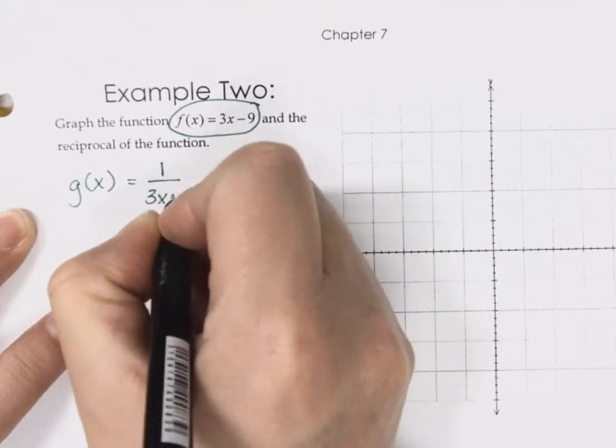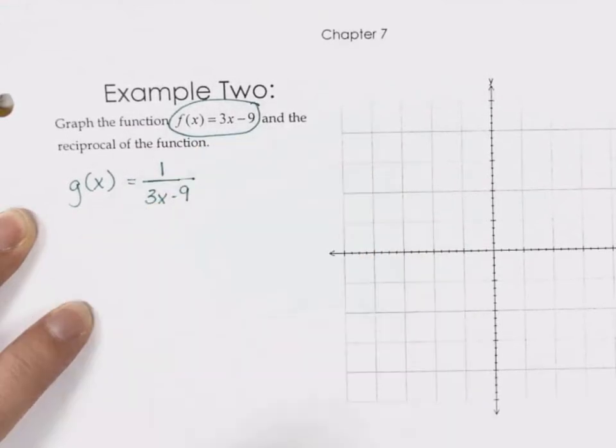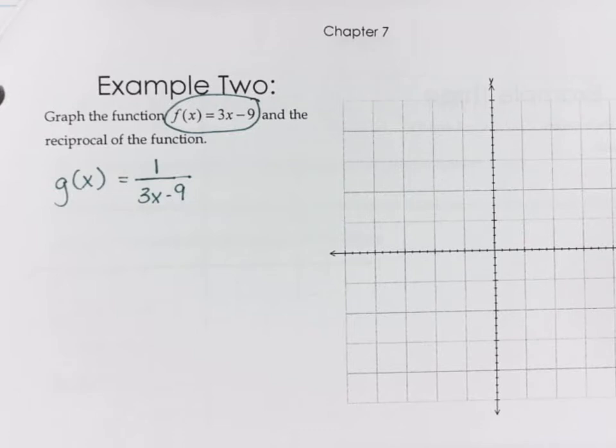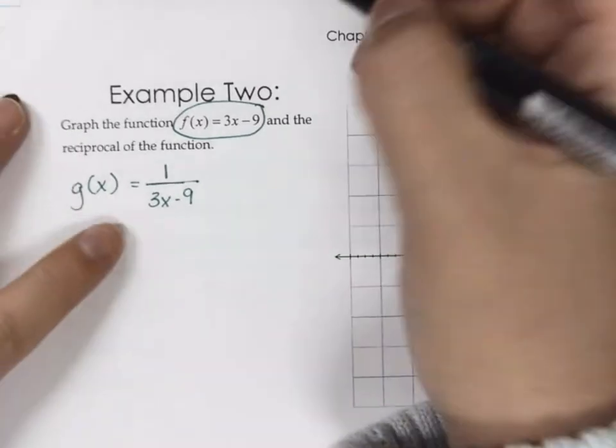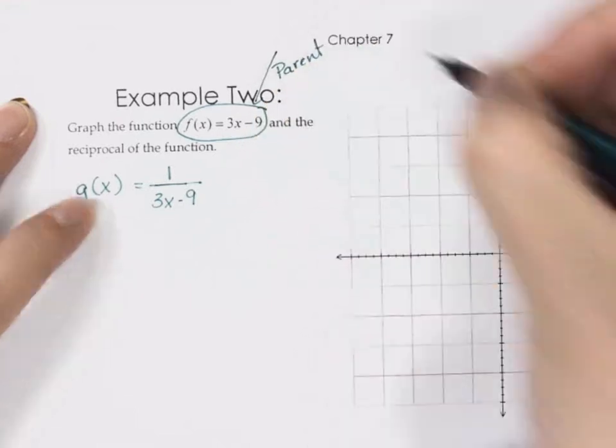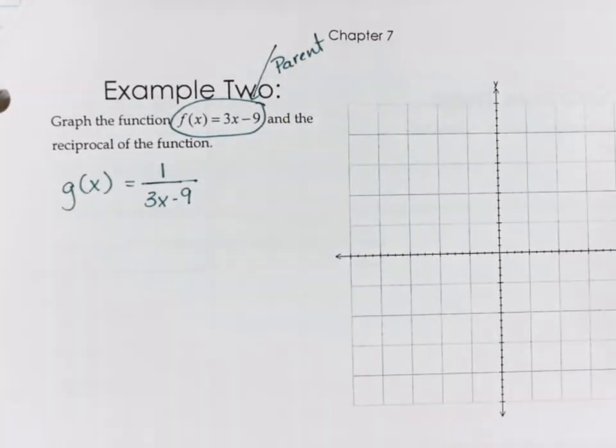Okay. So on this graph, when it says those words, and that's the way I'm going to give it to you, is graph the function and the reciprocal of the function. So I'm asking you to graph the parent function and its reciprocal. Okay? So I'm just going to label that one as the parent. Just so you guys know what I'm talking about, so it's that original function.